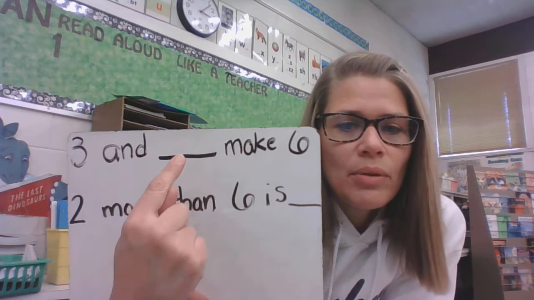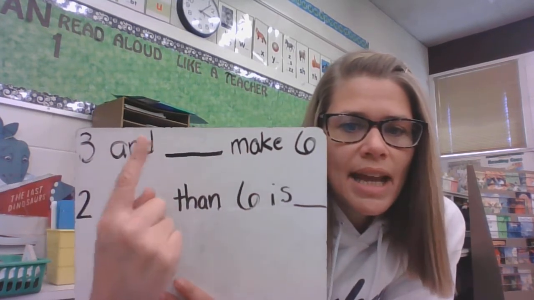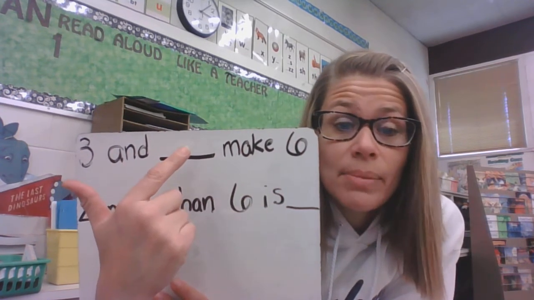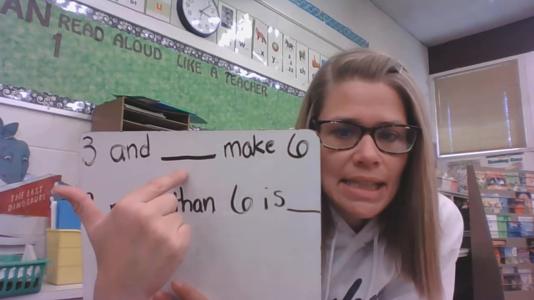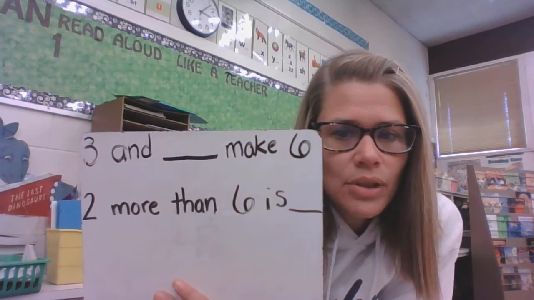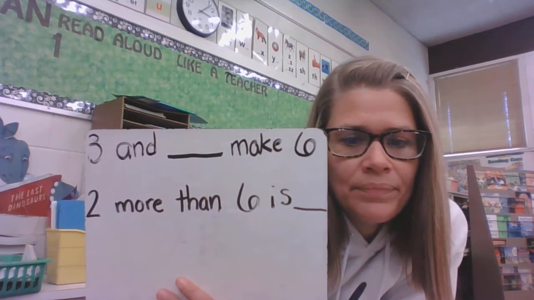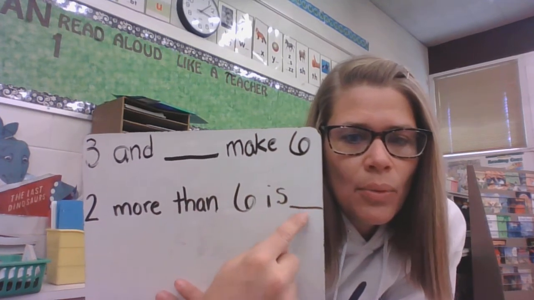I want you to figure out what's going to go in my blanks, and then we'll talk about it. 3 and what are going to make 6? That's basically asking you, what do you need to add to that 3 to get to 6? See if you can figure out what's going to go in that blank right now and write a number in that blank. And then our next problem, 2 more than 6 is what?